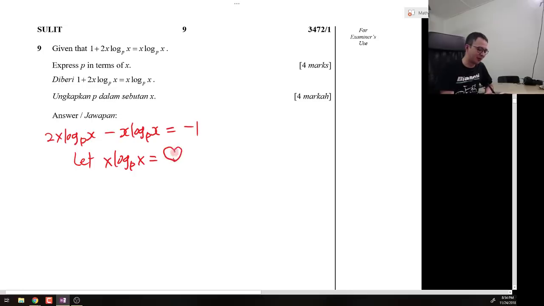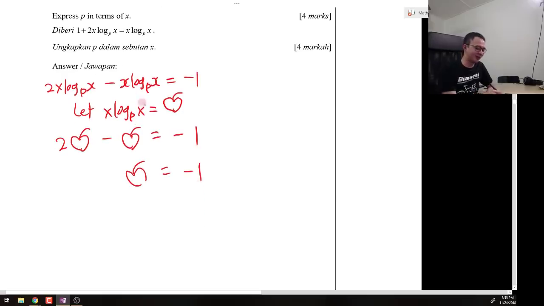If you do not know what is happening here, I can let x log p x equal to an apple. Example, we have apple. So we have 2 apples here minus 1 apple equals to negative 1. So if 2 apples minus 1 apple, you still have 1 more apple, isn't it? Then I will substitute in my apple here. Equals to something like this.